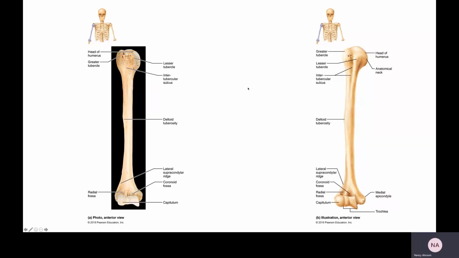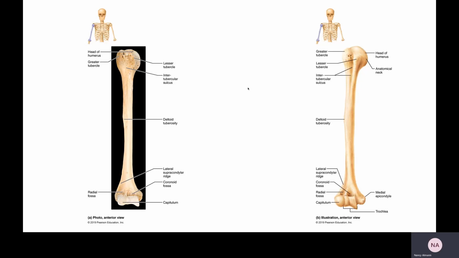Meet the humerus. As with all of the bones in the body, there are multiple landmarks that are important, and the ones that you need to know include the head of the humerus. This is what will articulate with the glenoid fossa of the scapula, forming the glenohumeral joint. The greater tubercle and the lesser tubercle.